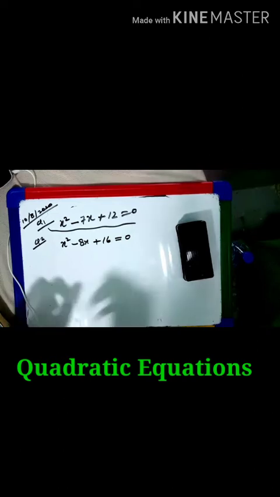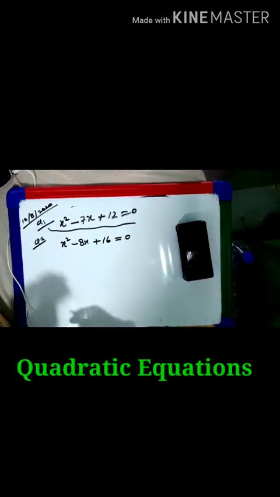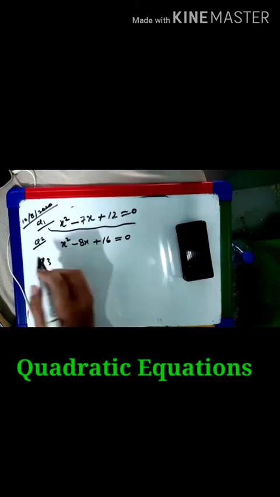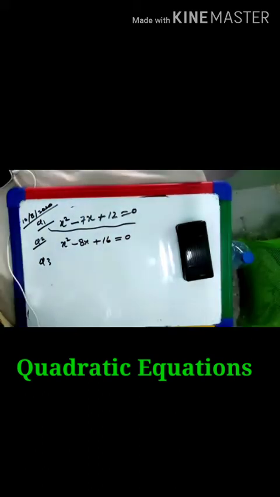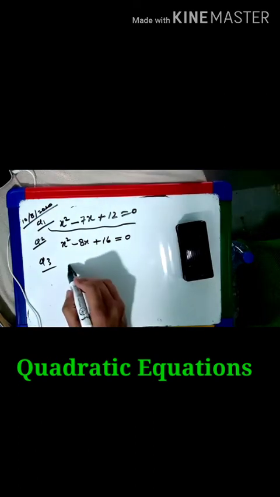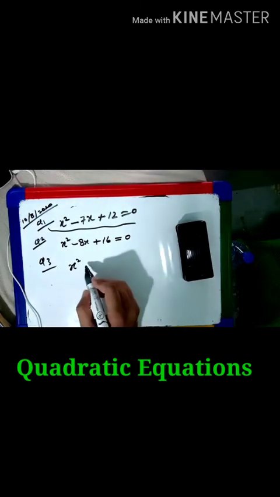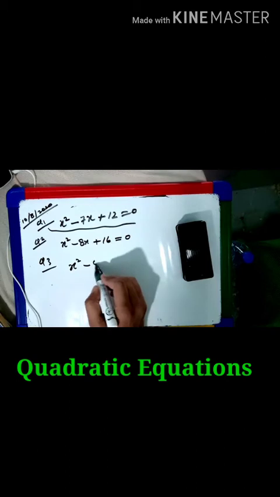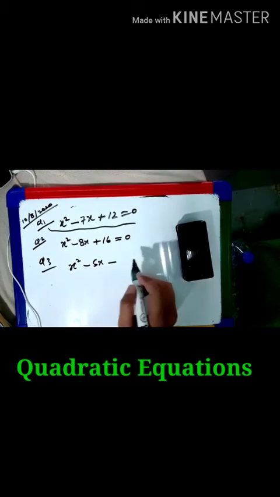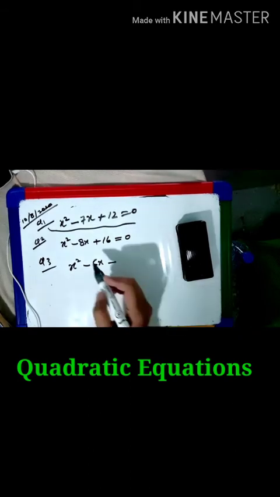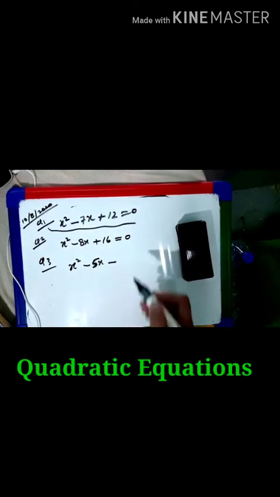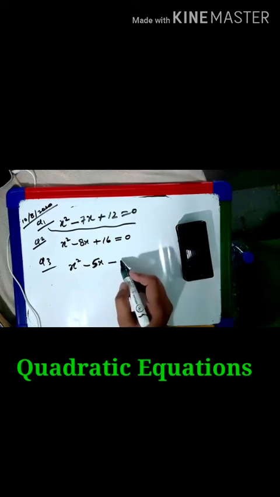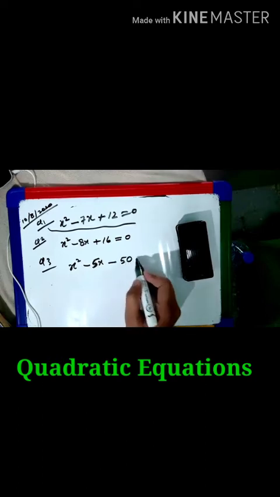So this is called equal root. Now next is question number 3. First of all, I will write here, and let's see. In this, both the signs I will take negative now. x square minus, suppose if I write 5x, this is 5. x square minus 5x, and if I write here 50, suppose.